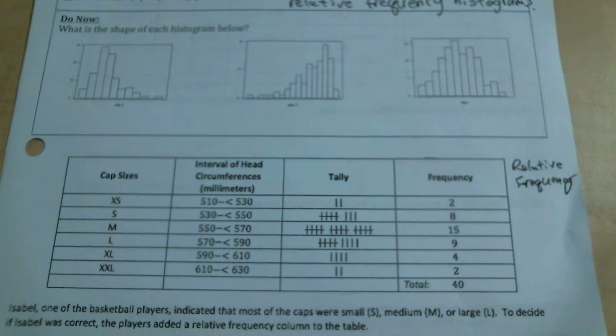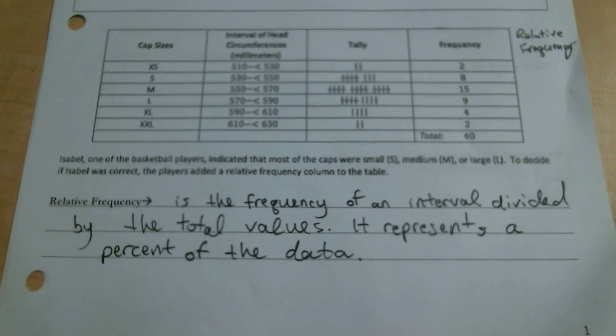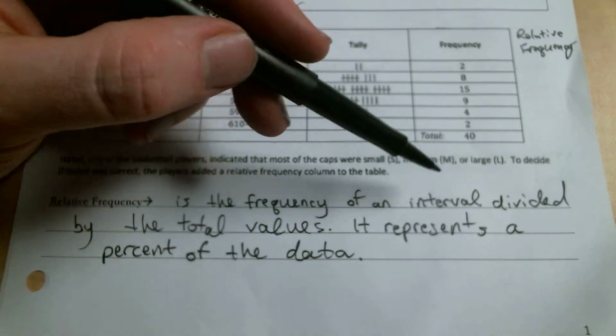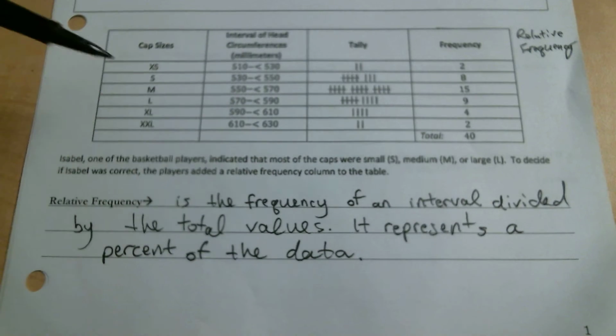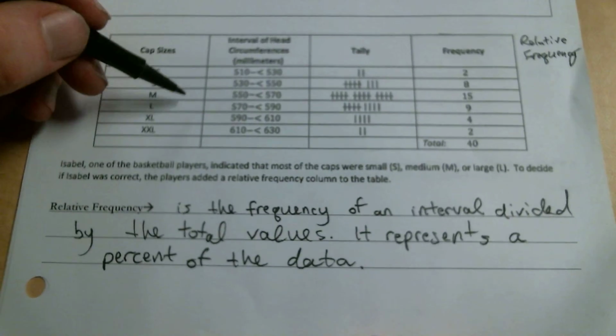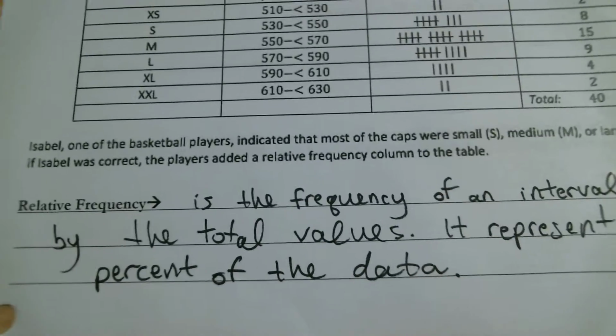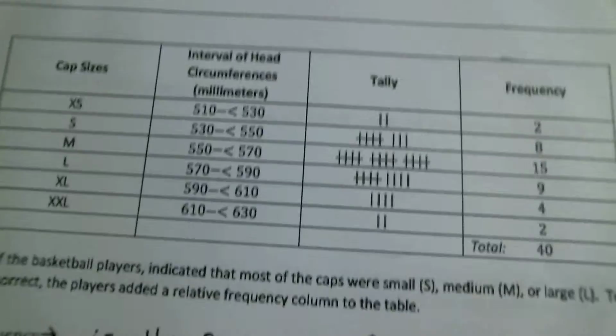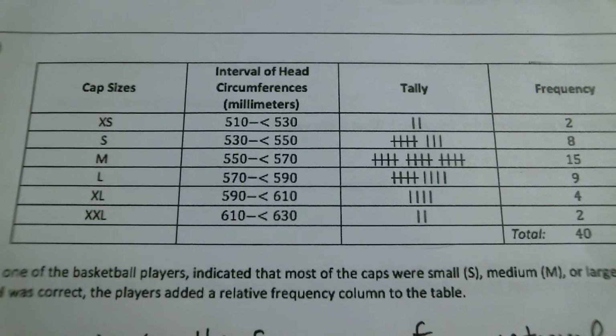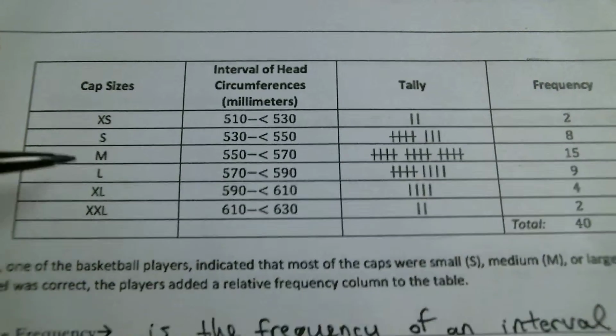And what's the relative frequency? Well, let's talk about it. The relative frequency is the frequency of an interval divided by the total values. It always represents a percent of the data. So let's take a look at this example. Let's say I want to know the relative frequency. I'll zoom in here so it's a little more clear. Let's say I want to know the relative frequency of the large hats.